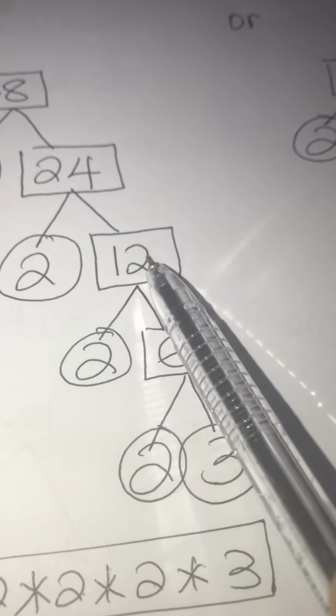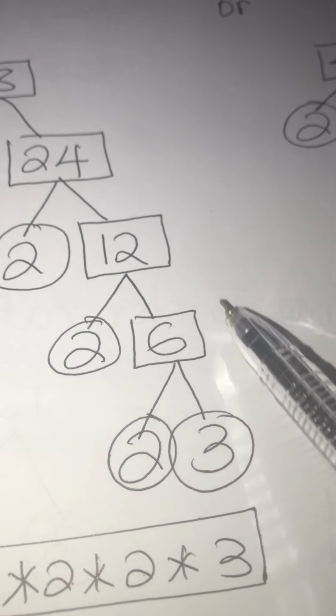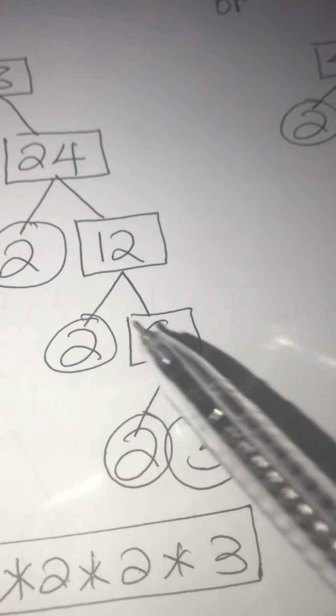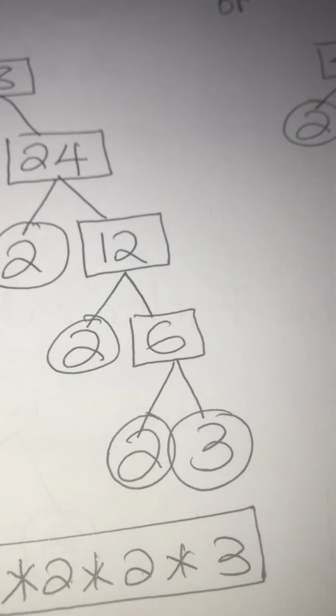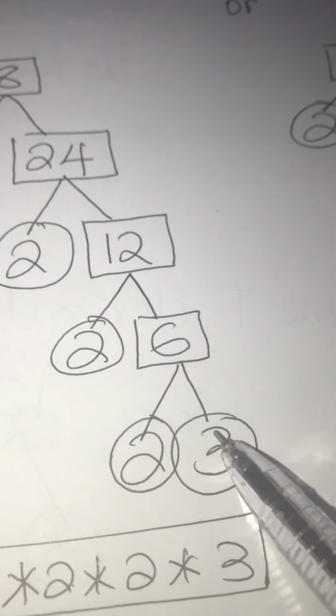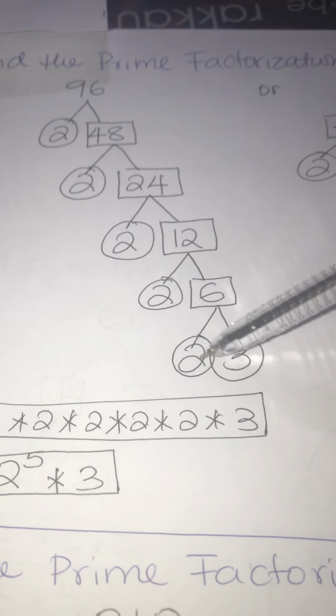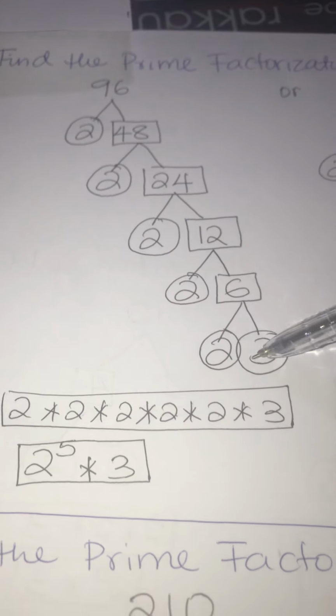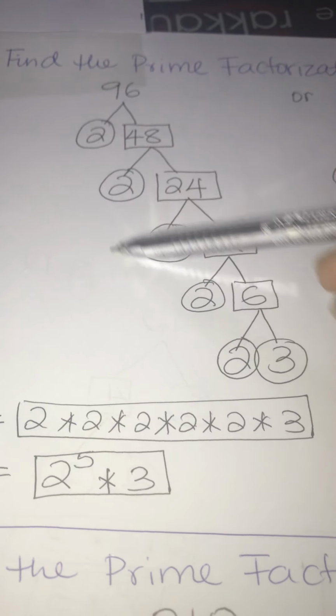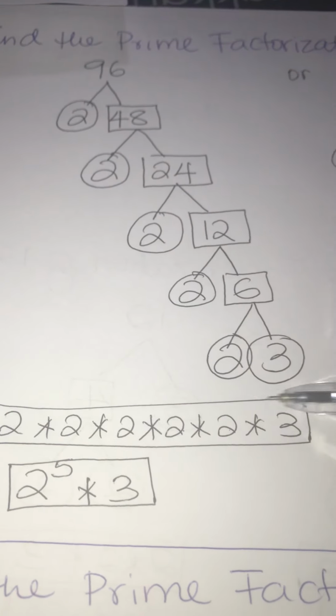2 times 6 is 12. 6 is not a prime number, I put it in a square. I circle 2 because it's a prime number. Like that. So then my answer is all the numbers I have in a circle. All of them. This we call the factor tree.